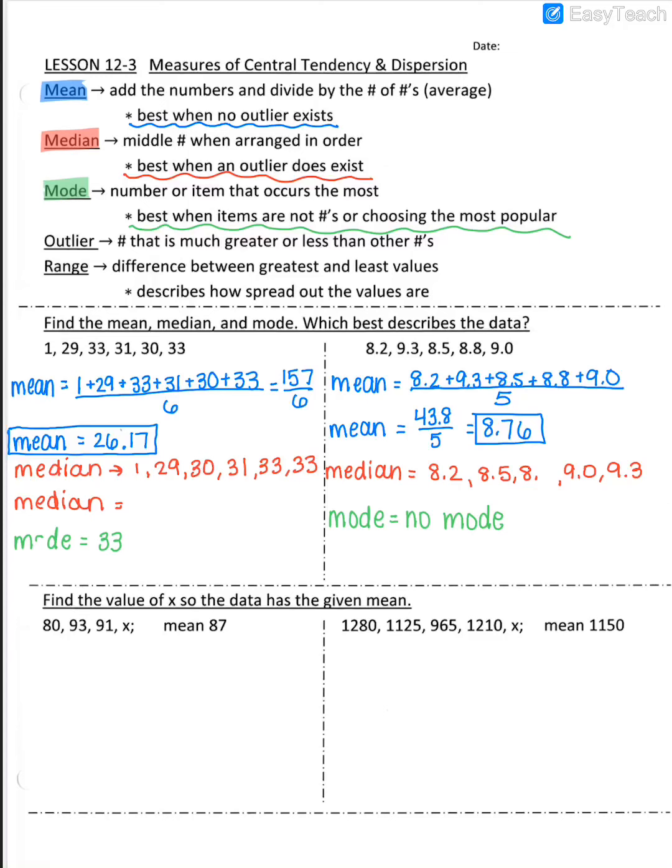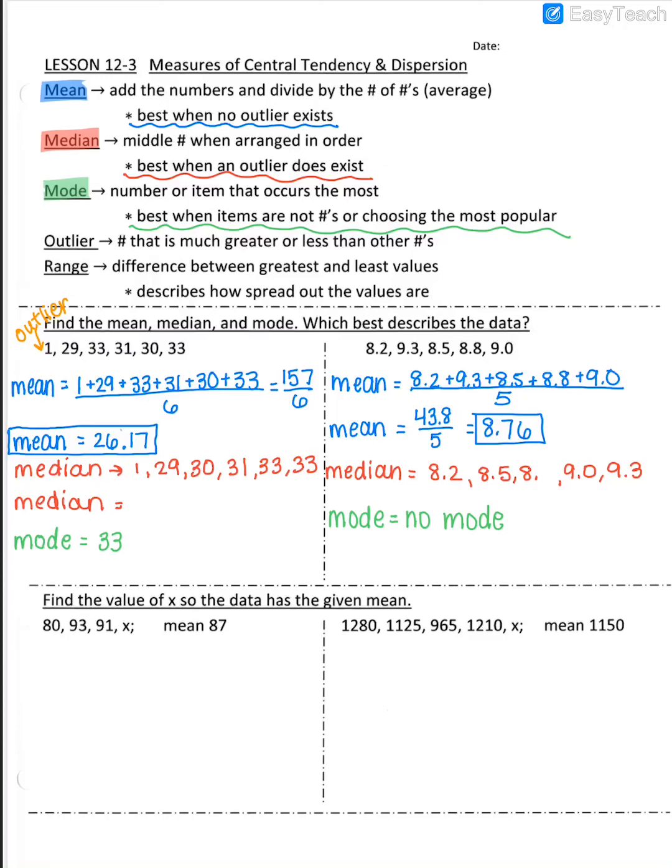So on the left-hand side, we're given 6 numbers, and looking at this right away, I noticed that I definitely have an outlier here, because that one is way smaller than the rest of my numbers. It's not even close to being in the same range as them. So I do have an outlier, and I need to be aware of that before I get started. It doesn't affect anything that we calculate. It's just going to affect which one of these might be the best to describe our data.